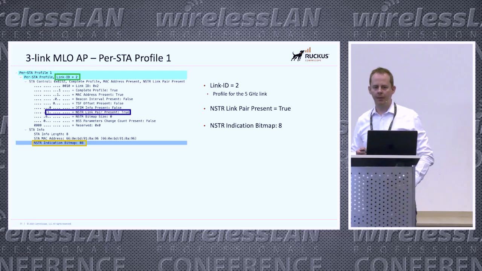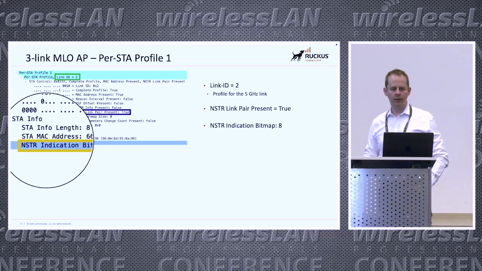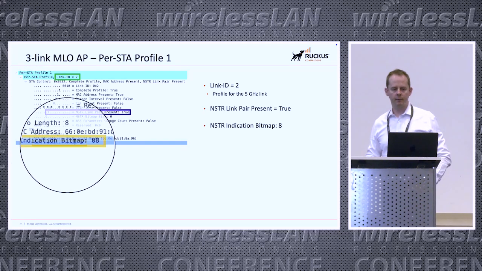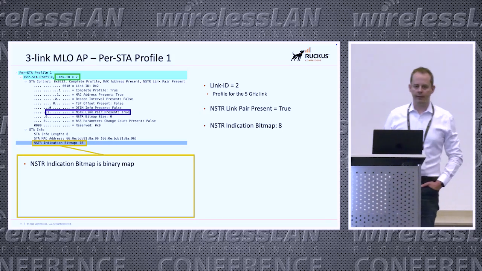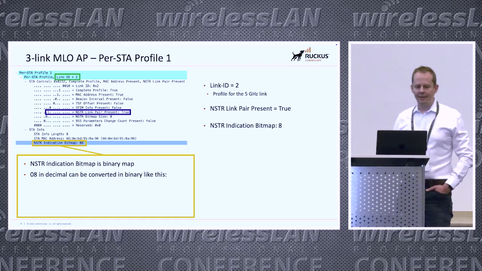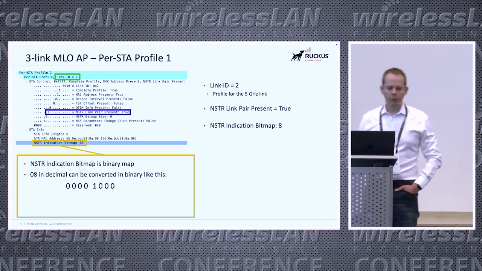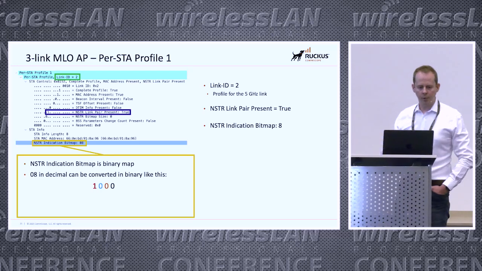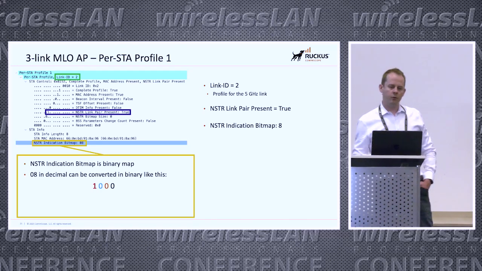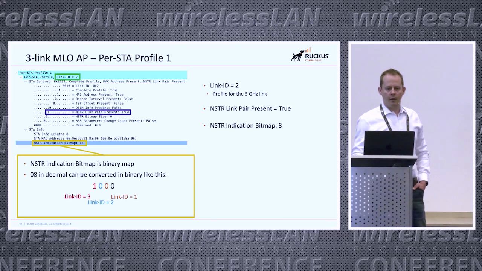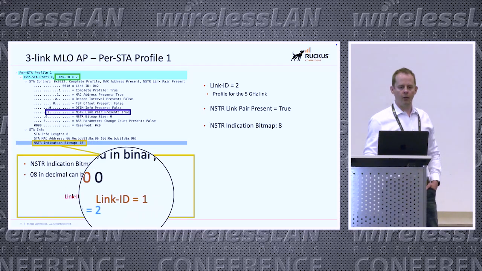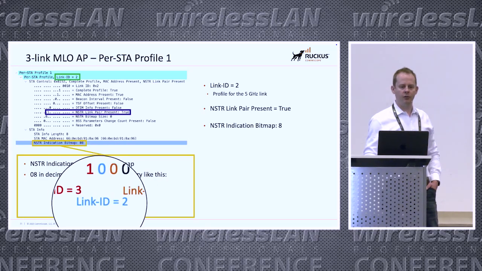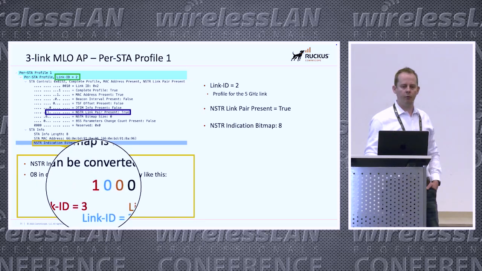It is the indication bitmap. Here, the indication bitmap is 08. If you try to understand that, 08 in decimal becomes, in binary, 00001000. Let's remove the first one and put some colors. And then you have to match that link ID 1 will be the orange, link ID 2 will be the blue, link ID 3 will be the red.